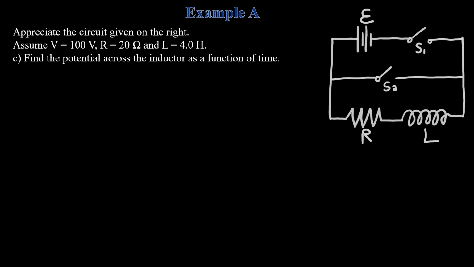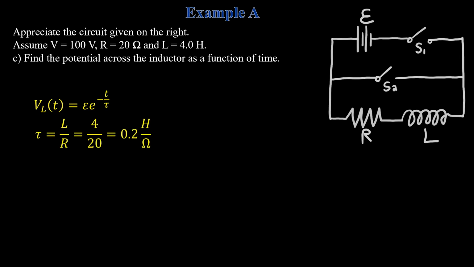Part C, find the potential across the inductor as a function of time. We're not going to go ahead and derive this again. We look at the derivation. So we'll use what we got, which is that for the inductor, it starts off with the battery voltage, then decreases asymptotically by e to the negative t over tau, where tau is the time constant, which for an LR circuit is L over R.